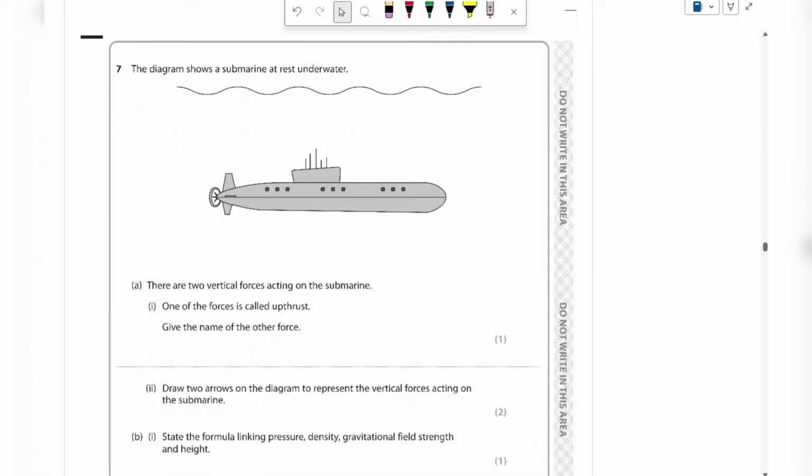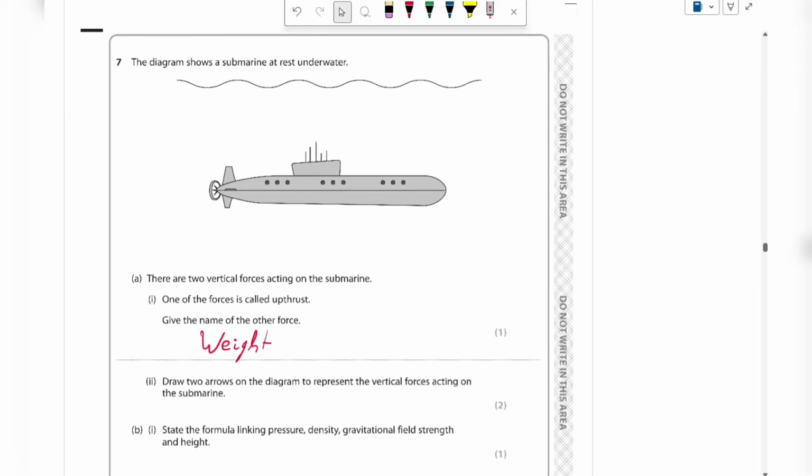Okay, submarine. We have upthrust, and of course we have weight. If you're on Earth, you've always got weight. It doesn't matter if you're underwater, you've still got weight. Draw these arrows. We have weight. We have upthrust. Can I draw that as U? Yeah, something like that. They should be the same. At rest, they're the same size.